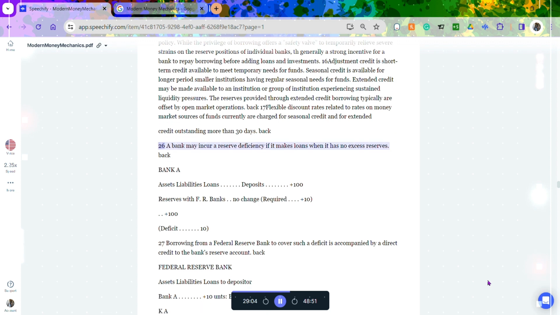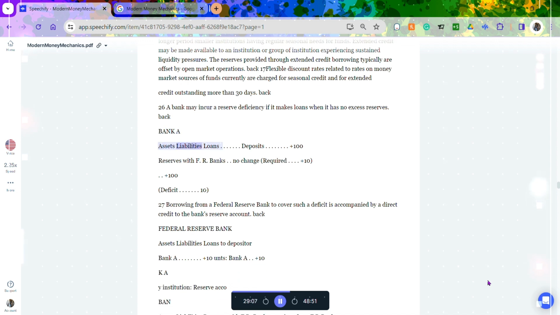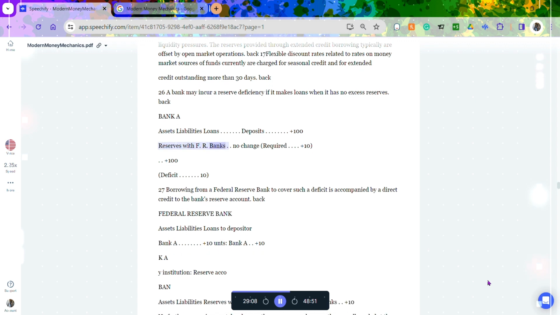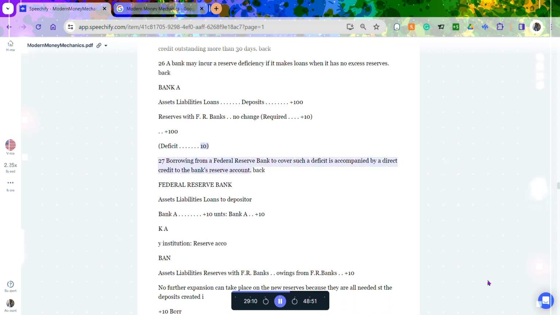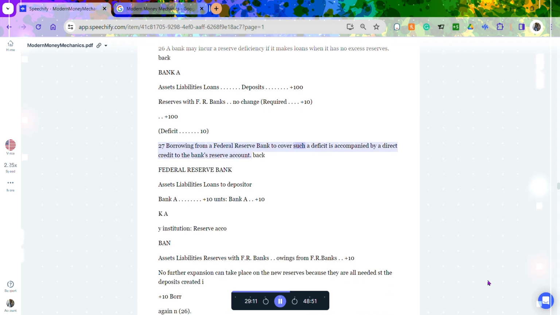26. A bank may incur a reserve deficiency if it makes loans when it has no excess reserves. Bank A assets, liabilities, loans, deposits. Plus 100. Reserves with FR banks. No change, required plus 10, plus 100. Deficit 10. 27. Borrowing from a Federal Reserve Bank to cover such a deficit is accompanied by a direct credit to the bank's reserve account.